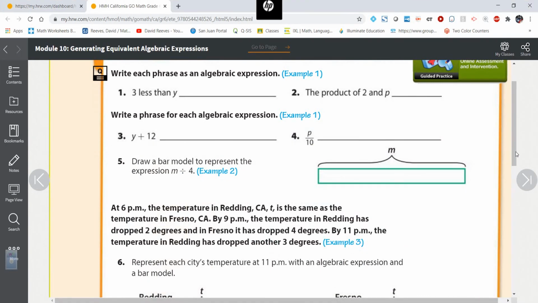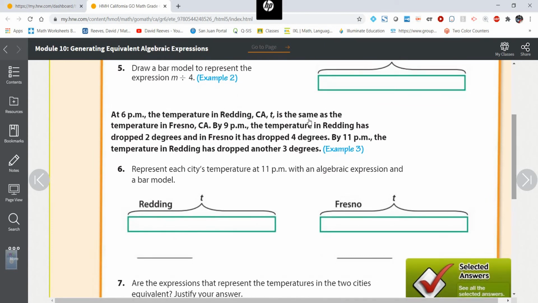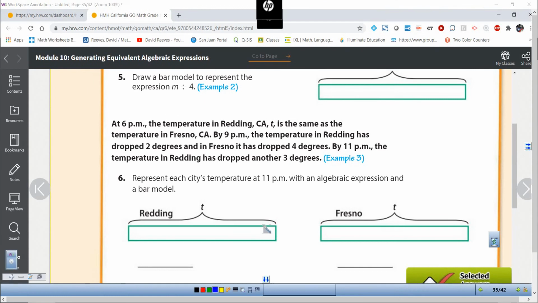Okay, all right, moving on. Okay, it says the temperature in Redding, California is the same as the temperature in Fresno, California at T. So you see Redding has a temperature of T, so this whole bar is T. Fresno also has a temperature of T, so the whole bar is T. All right, by 9 p.m. the temperature in Redding has dropped 2 degrees, and the temperature in Fresno has dropped 4 degrees. So it's getting less, so it has to get smaller.